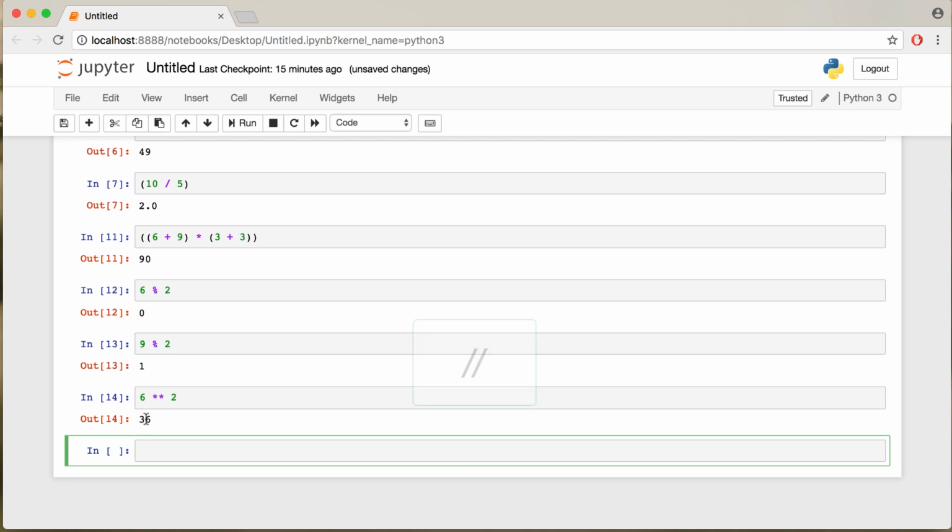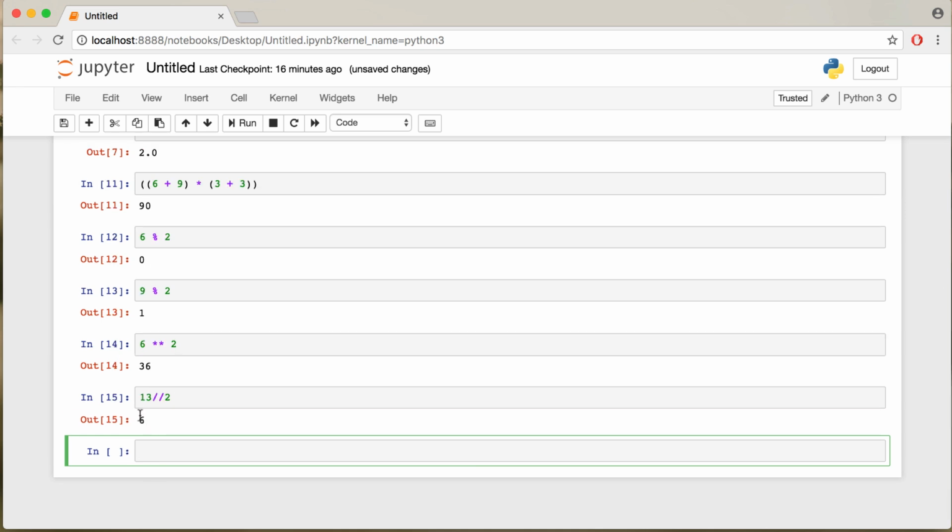Finally, the last operator I want to talk about is the double slash, which divides but also rounds down to the nearest integer. So 13 divided by 2, as you know, is 6.5, but if you run this, it rounds down to 6. That's all for arithmetic operators. Nothing scary so far, just simple mathematical operations that are commonly done in Python. In the next video, we'll look at variables.